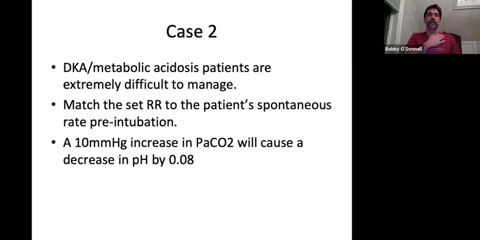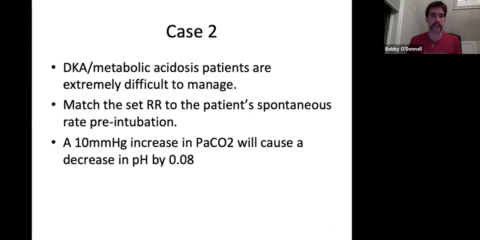They're very difficult to manage, and the reason being, when we talk about DKA, we see Kussmaul's respiration, those really rapid, really deep respirations, because they're trying to blow off all those ketones, right? They're trying to blow off the acid. That's why we're seeing the low CO2 at that point.